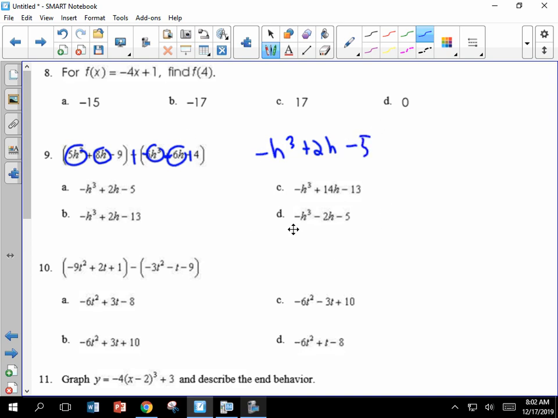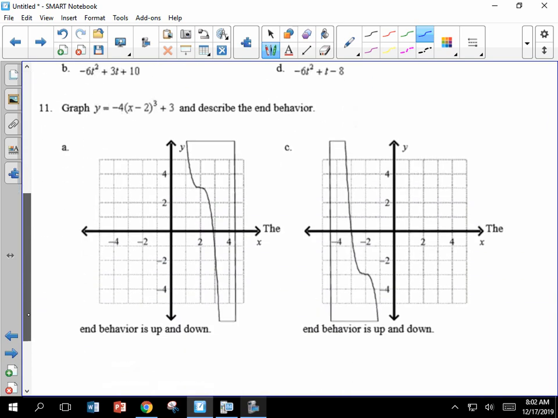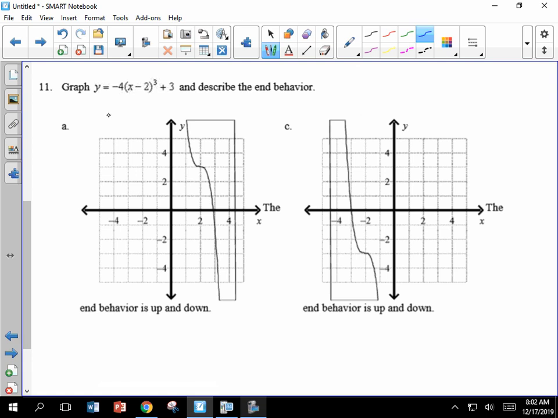So looking for my answer, D is the correct answer. Nope. Sorry. A is the correct answer. There we go. 10's done the same way. Number 11. Number 11, all you have to do, it says graph.